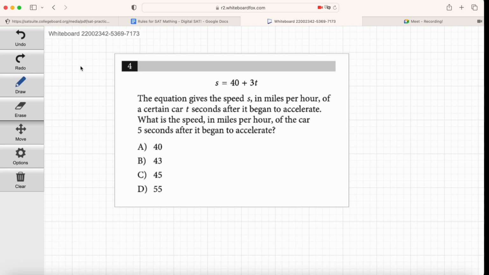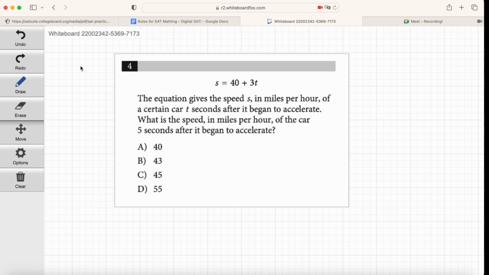Let's make this really clear. What is the speed in miles per hour of the car 5 seconds after it begins to accelerate? Yeah. So we're solving for the speed in miles per hour of the car 5 seconds after it begins to accelerate. That's what we're solving for. Does that make some sense? I think you said something slightly different. I just want to make it really, really clear.